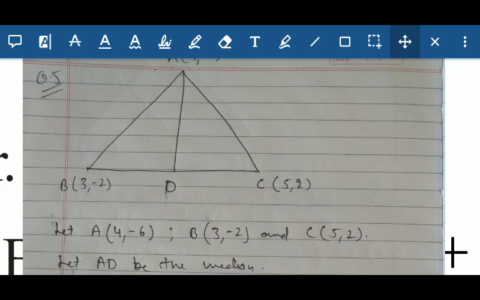We know that a median divides a triangle into two equal parts, and here we will prove that the area of triangle ABD equals the area of triangle ADC. One by one we will find the area of triangle ABD and the area of triangle ADC, and the areas of both triangles should be equal.